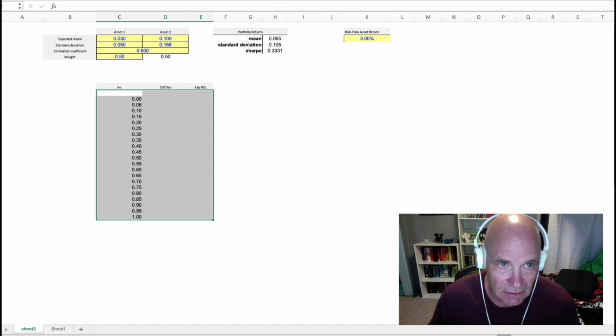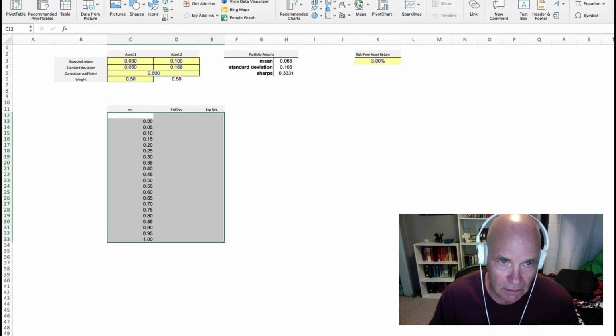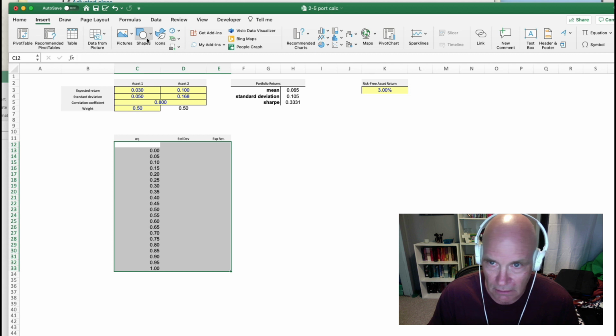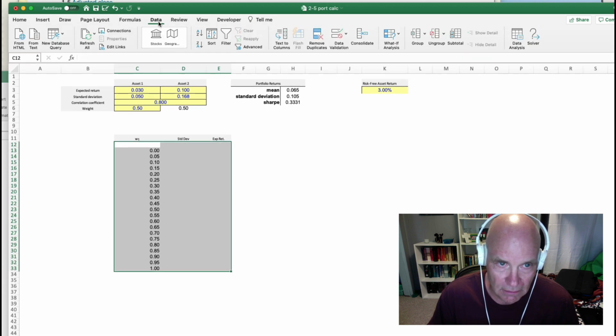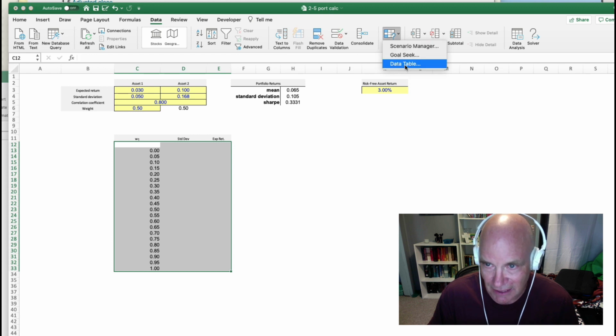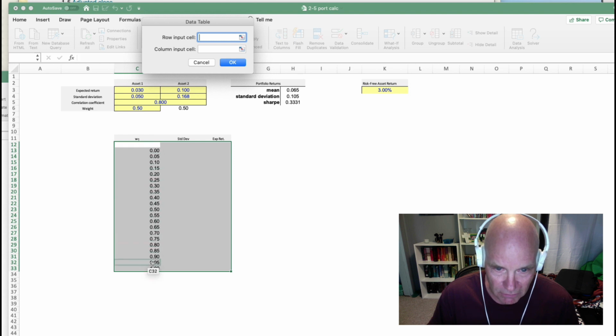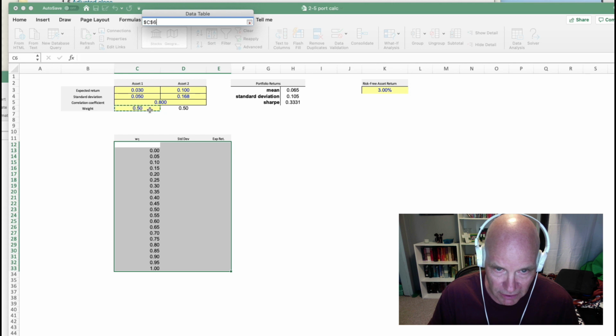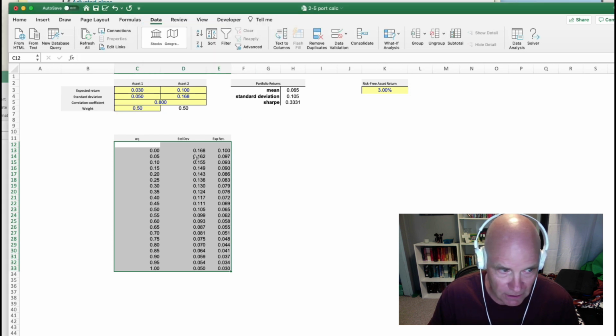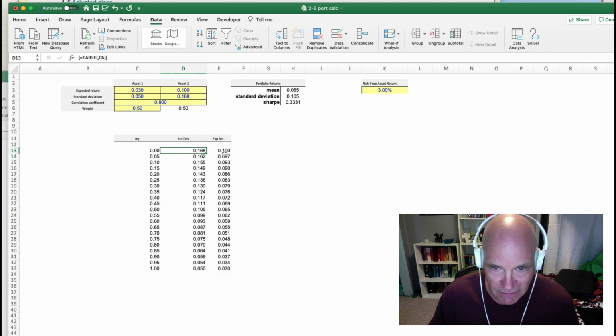So I'm going to insert, oops, it's thinking a little bit. I may just put this down here. I'm going to do a what-if analysis here. I'm going to do a data table. And my column input, which is the weights here, I'm going to put right here. So what this did, for weight 0, the standard deviation is 0.1681, which means all the weight is on asset 2. Down here, all the weight is on asset 1. So I have a standard deviation 0.05, 0.03.